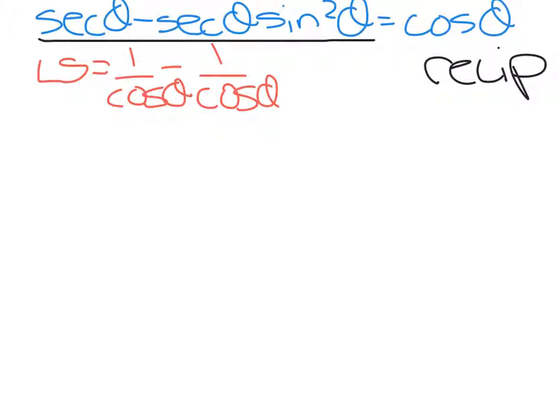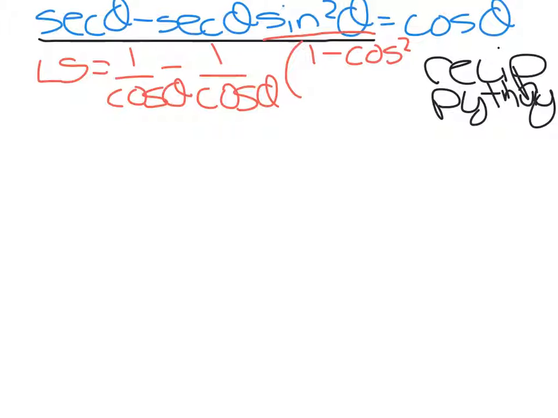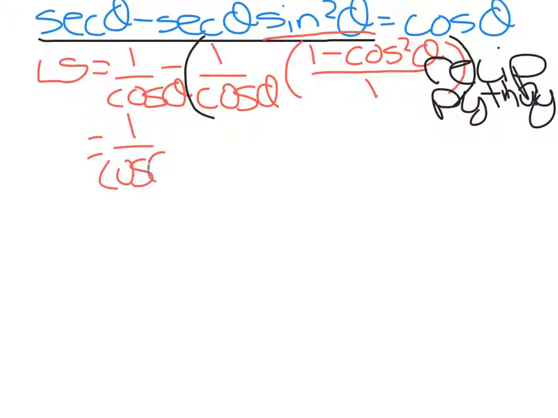And I know, because of the Pythagorean laws, that sine squared theta is equal to 1 subtract cos squared theta. And I'm putting it over 1 so that I can multiply it in easier. So now we're going to simplify this by multiplying these terms right there. So I'm going to keep my 1 over cos theta at the start. And then I'm going to subtract my new terms.